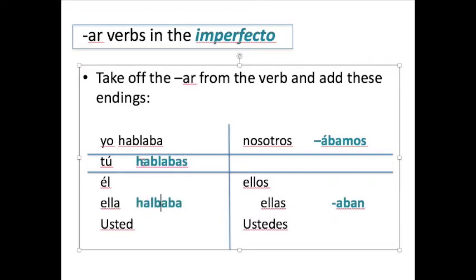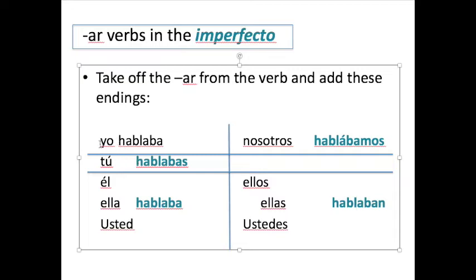Now, because the yo and the usted are the same ending, you're really going to need to know what the subject is. Most of these are going to have the subject in them, or you're going to know who you're talking about, so don't worry too much about that. Okay, just like in the preterite. Oh, sorry, let's go over this really quick. This is what we just did. Tomar, we're going to take the AR off.